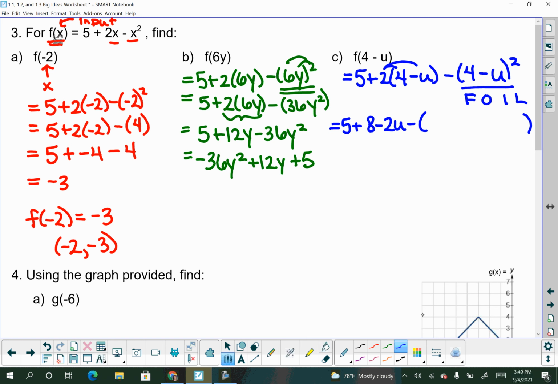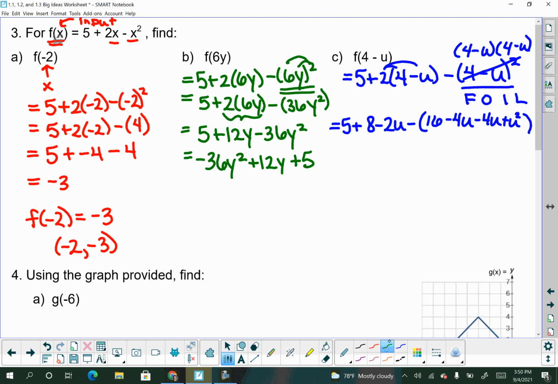Now, if you need to, instead of writing 4 minus u squared, you can write, remember, that parentheses times itself. Okay, 4 times 4 gives me 16. My outside terms, 4 and negative u, give me negative 4u. My inside terms, negative 4u. And then my last terms, negative u and negative u, are a positive u squared. Now, notice I put all that in parentheses because that minus in front still applies to everything after it.